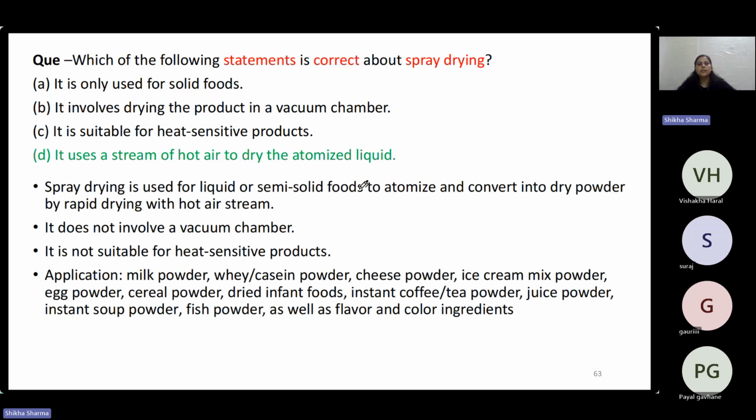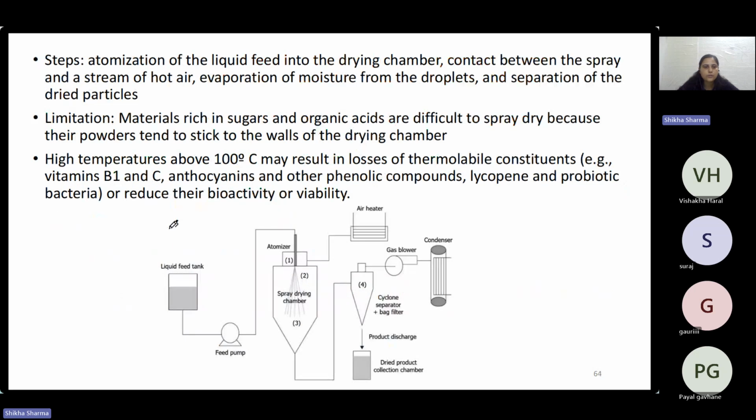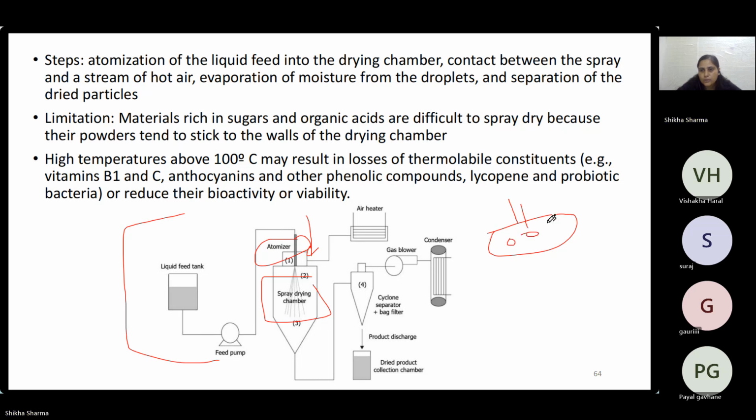Spray drying is basically used for liquid or semi-solid food products. So there, this kind of setup will be there. Here an atomizer will be there and flowy material will be there. It will go into the spray drying chamber. Because of the atomization, what is happening is the product is coming and going through these nozzles.